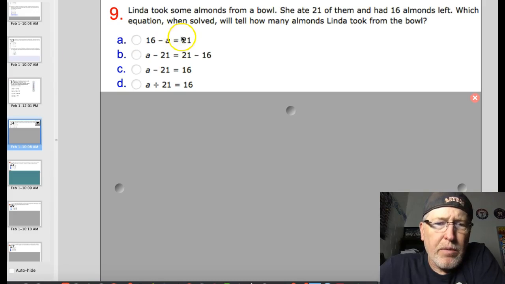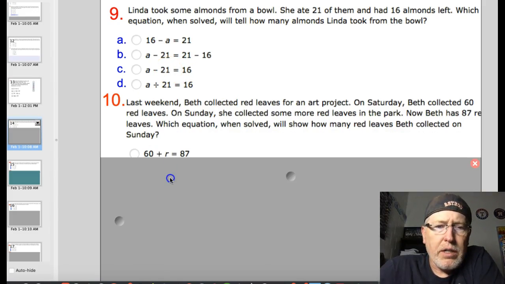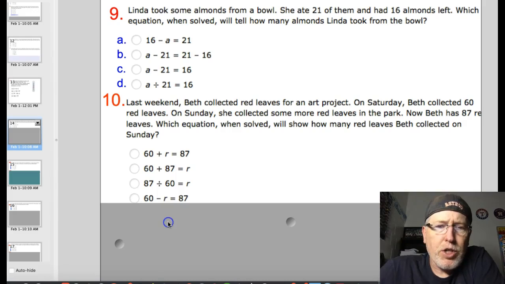Oh, unfortunately, I have a bunch of subtraction ones. This one looks kind of weird. The almonds she took from the bowl minus 21 is equal to 21 minus 16. What? That one makes me dizzy. The almonds she took from the bowl minus the 21 she ate, there were 16 left. Cha-ching! All right, number 10. Give this one a shot.